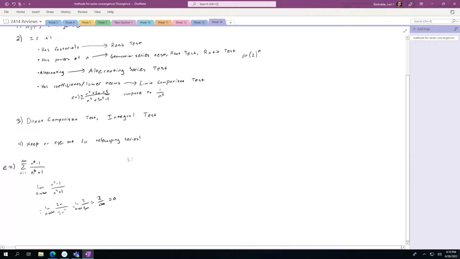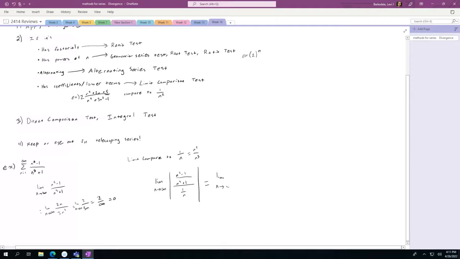What do I want to limit compare it to? I would do 1 over n. And we can come up with that 1 over n by just looking at the biggest term on top and the biggest term on bottom. So n squared over n cubed, which is 1 over n. All right, let's apply the limit comparison test. We need to take the limit as n goes to infinity of n squared minus 1 over n cubed plus 1, all over 1 over n.